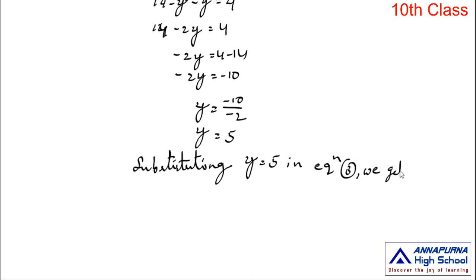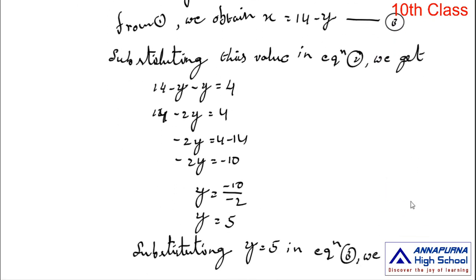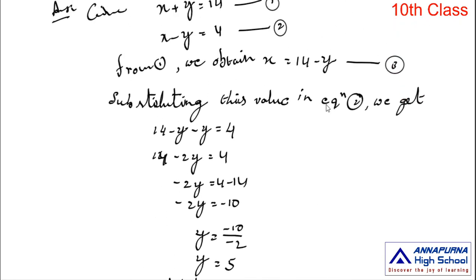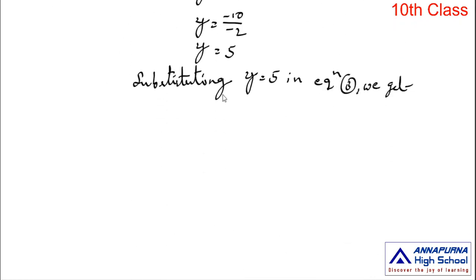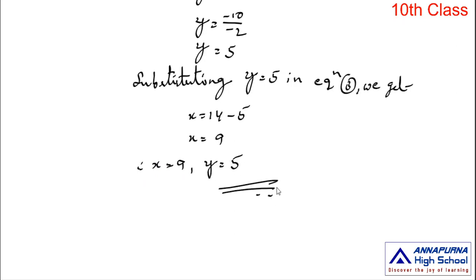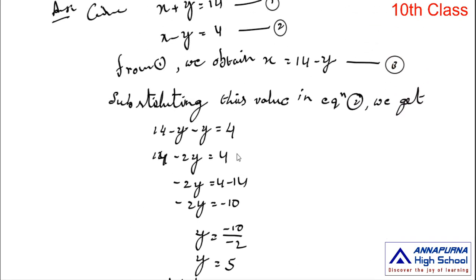Then we get, so here what is equation 3? x is equal to 14 minus y. So instead of y, if you take 5, then x is equal to 14 minus 5, then x is equal to 9. Okay, so therefore here the solution is x is equal to 9 and y is equal to 5. So this is the solution of the first pair of equations.